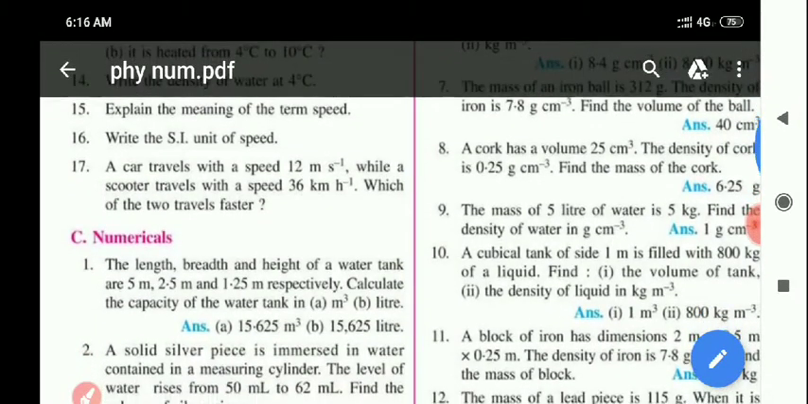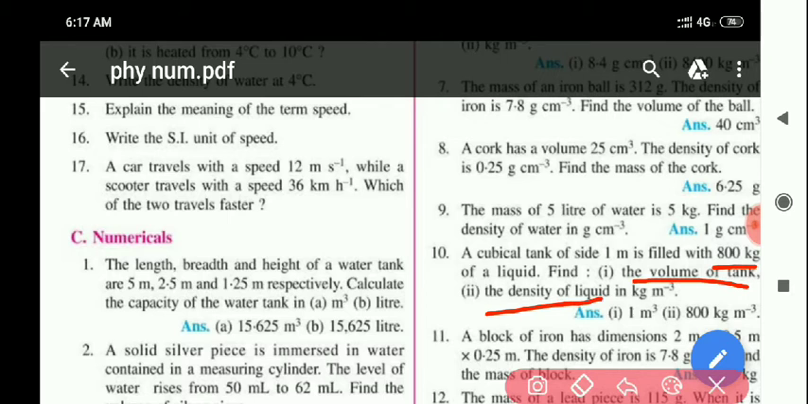A cubical tank of side 1 meter is filled with 800 kg of a liquid. A cubical tank is there of side 1 meter. It means both the sides are equal. And if it is cubical tank, the length, breadth and height, all the three things are equal. And is filled with 800 kg of a liquid. It means mass of liquid filled is 800 kg. We have to find the volume of tank and we have to calculate the density of liquid in kg per meter cube. Okay, now come to the solution.